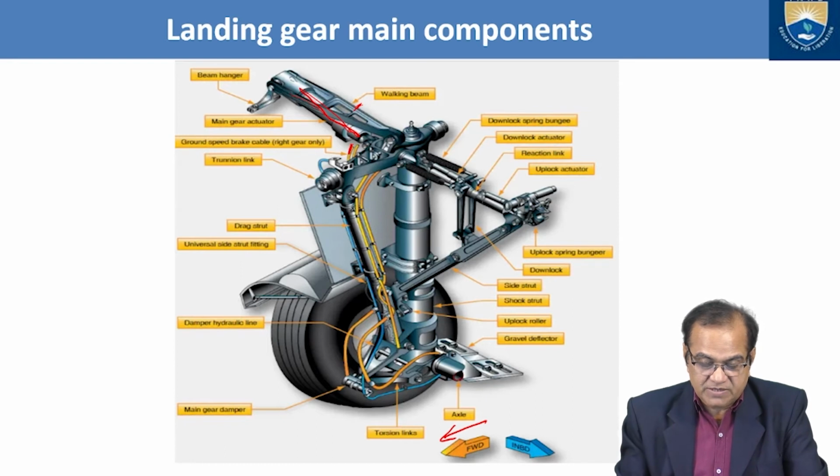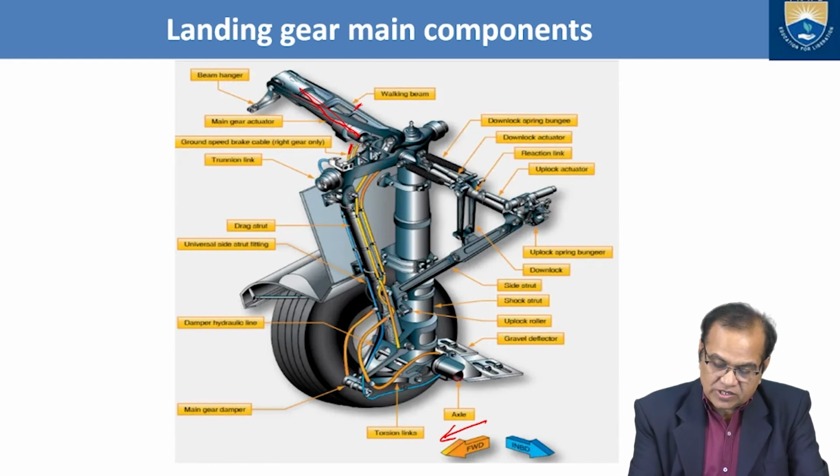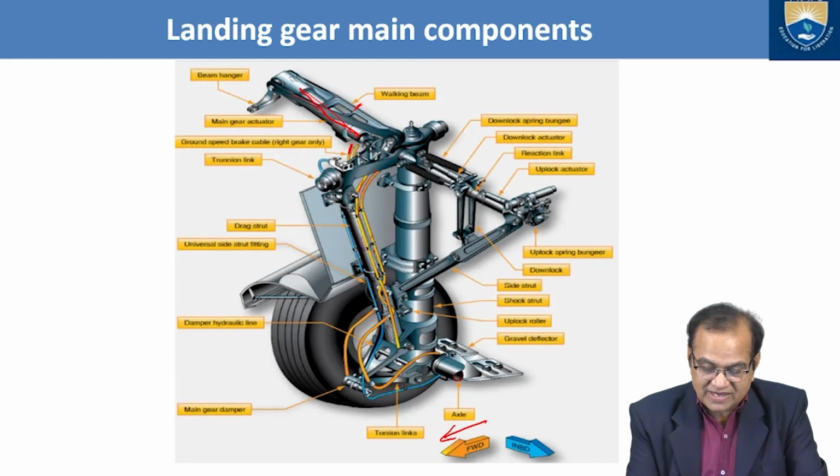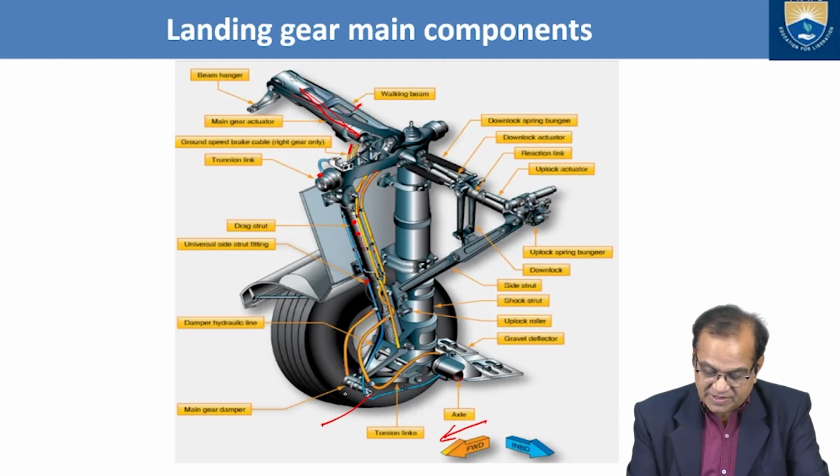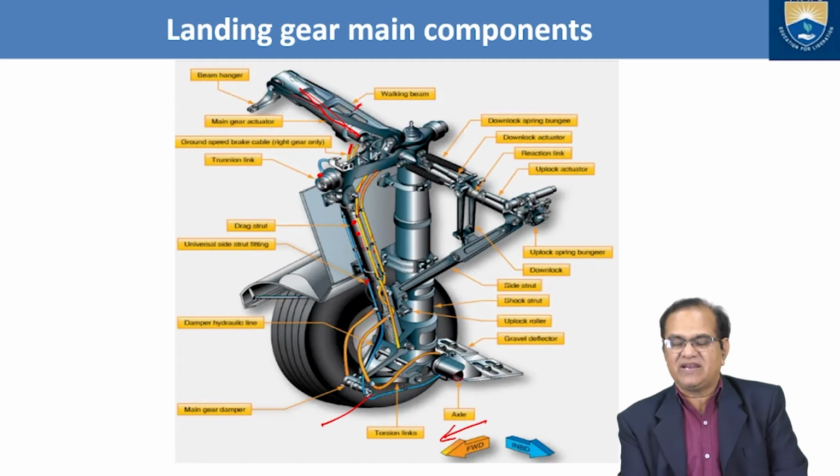Here we have the ground speed brake cable. These are the brake cables. This is called the trunnion link. This is called the drag strut. This is the universal side strut fitting. Here you have the damper hydraulic line. This blue line is the hydraulic line, called the damper hydraulic line. Here is the main gear damper.